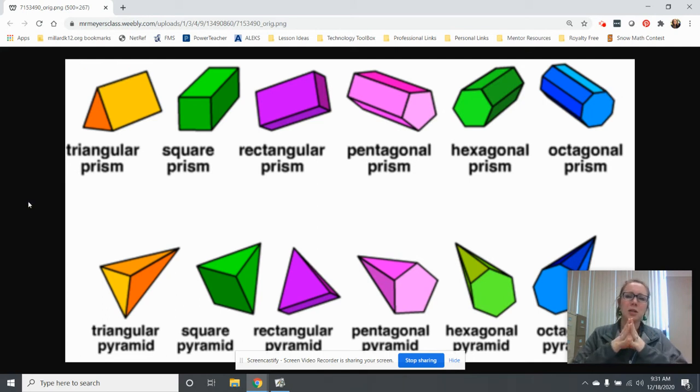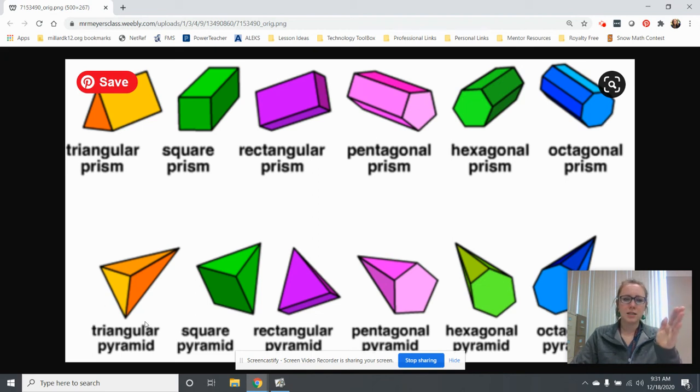The way we name each shape is based on their base. So this is a triangular prism because it's a prism, it has two parallel bases, and that base is a triangle. This is a square prism because it has two square bases, which makes it a prism, and that base is a square. Here is a rectangle, two bases that are rectangles, and so because there's two parallel bases, we know it's a prism, and because they're rectangles, we know they're rectangular. It's a rectangular prism. And you can catch on to the names of these: pentagonal, hexagonal, octagonal.